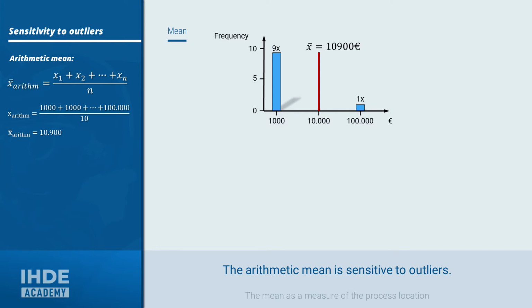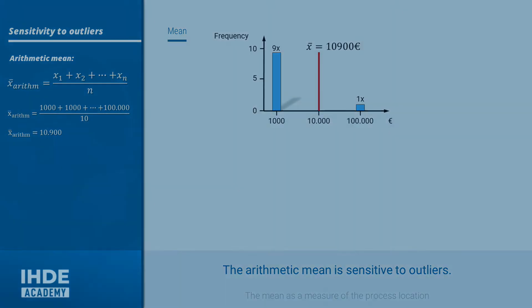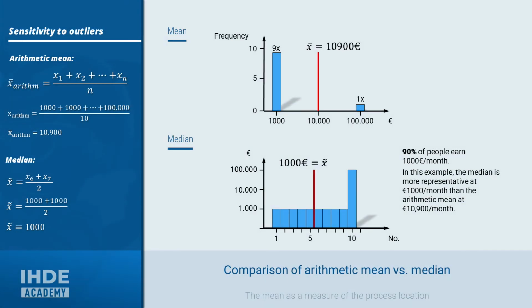Let's take a look at the average income of 10 people as an example. Nine people earn 1,000 euros a month, and one person earns 100,000 euros a month. The mean value is 10,900 euros. Next, let's compare this value to the median. If you take the median to calculate the average income, then you get a value of 1,000 euros.